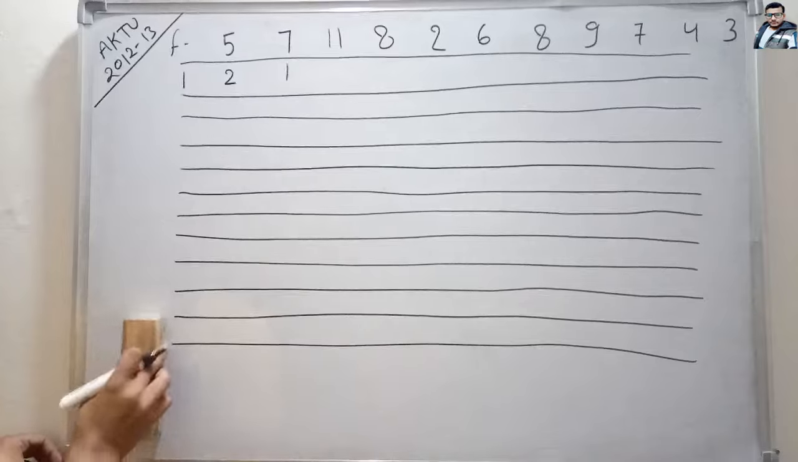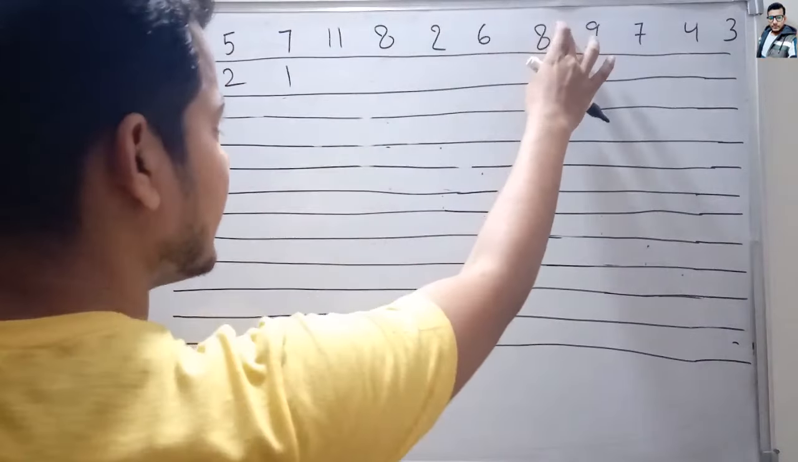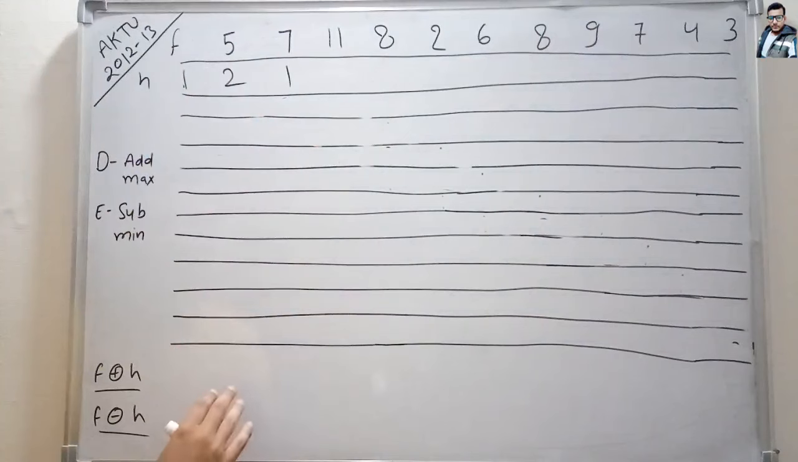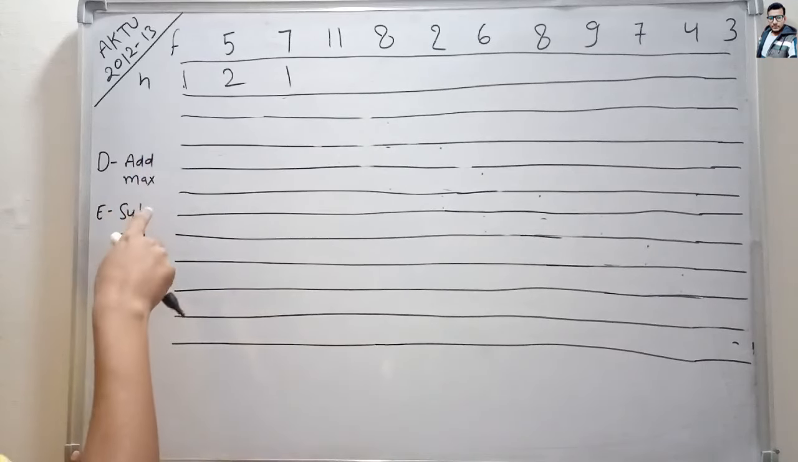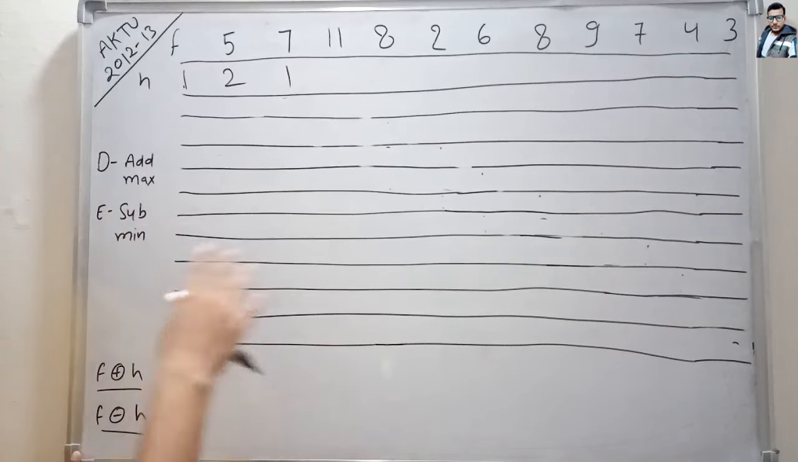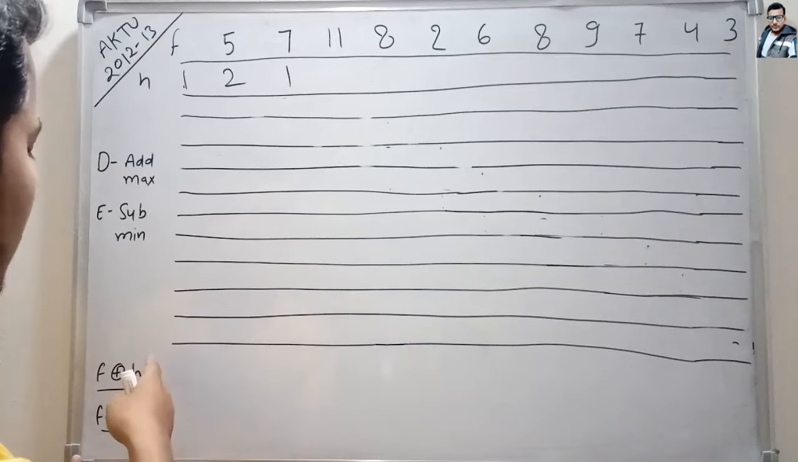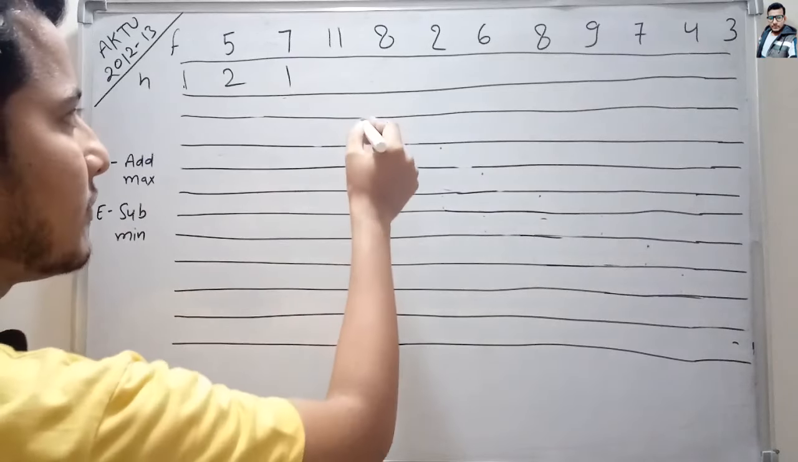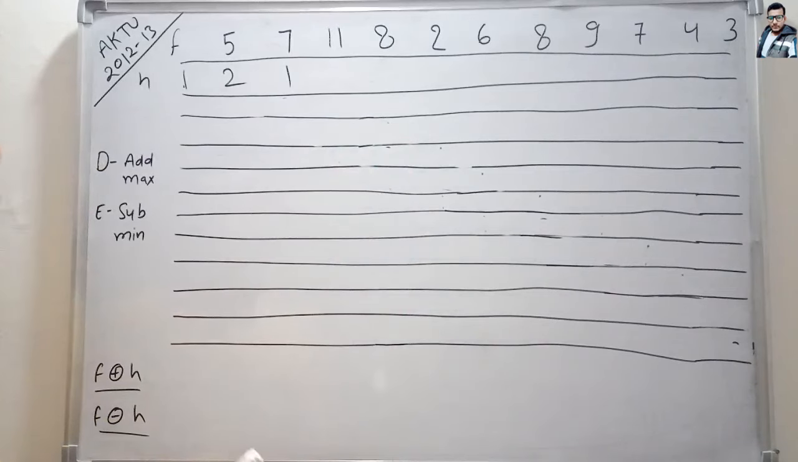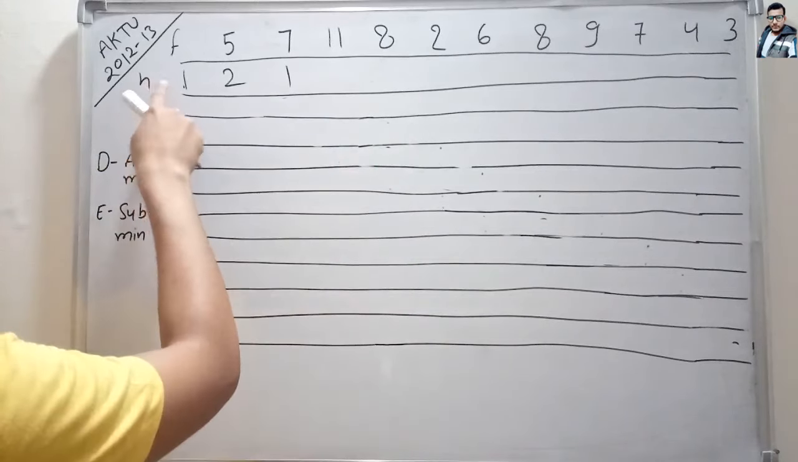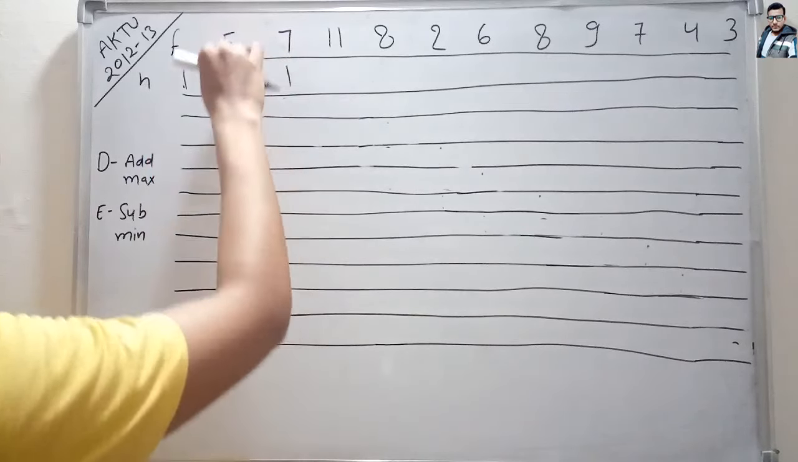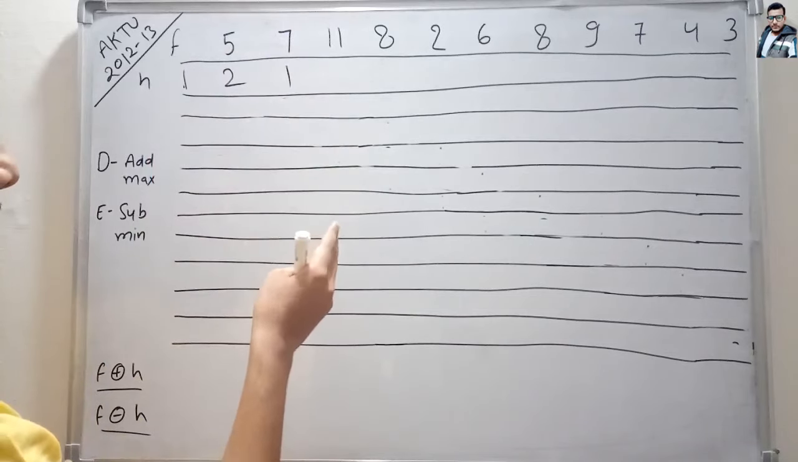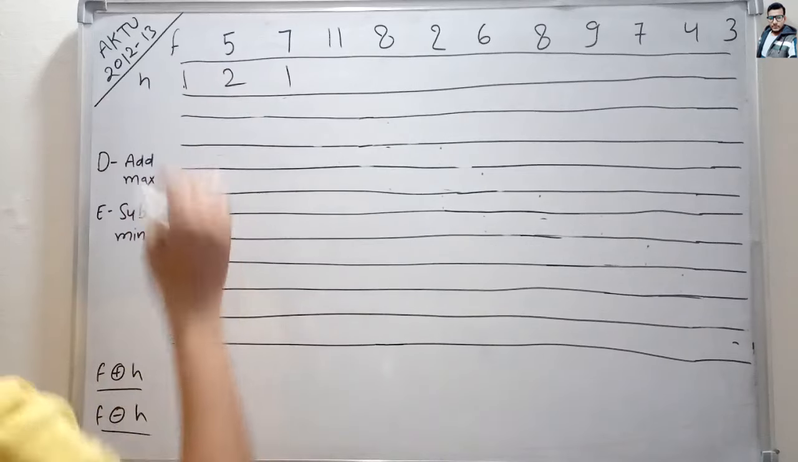We can see that there are 11 elements in F, so we draw 11 lines, and after that we will have the answer of dilation and erosion. In dilation we add and take the maximum, and in erosion we subtract and take the minimum. You can follow this in your exams. Here H is 1 2 1. For dilation we will add them, take the maximum, and put that in the middle element of H.